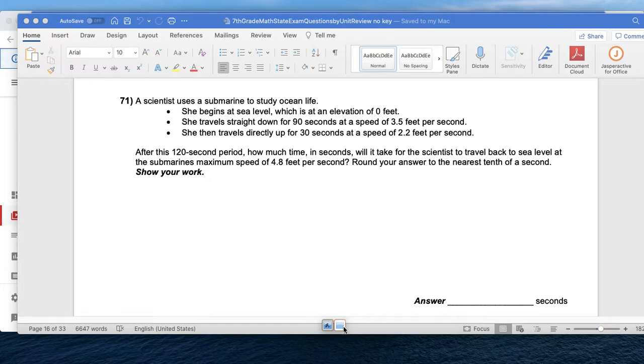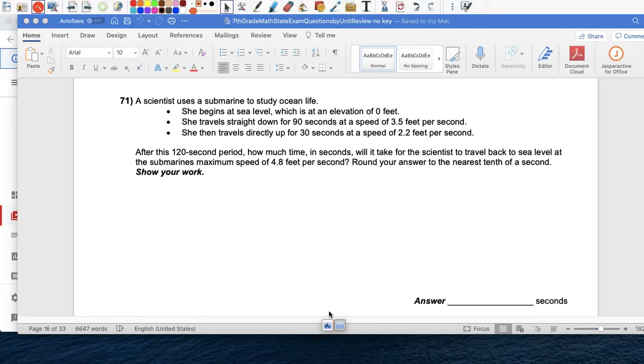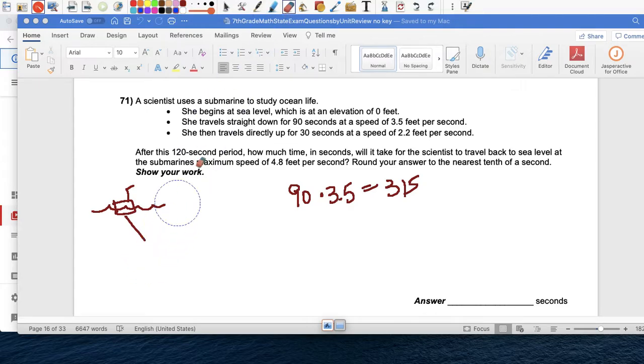So let's find out where she is, first of all, before she travels back. She's at 0. Here's the water, here's the sub, and it goes down 90 seconds. So 90 seconds times 3.5 feet. The sub is going to go down, so let's see how far down it goes. 90 times 3.5 equals 315. So the sub goes all the way down to negative 315.